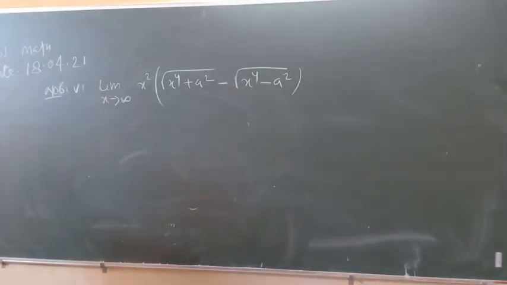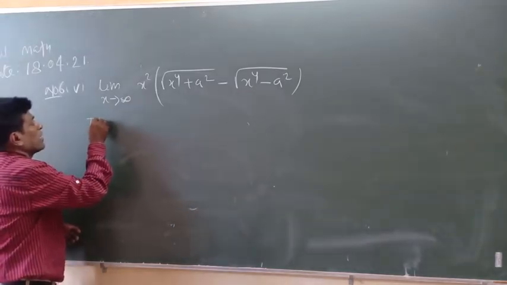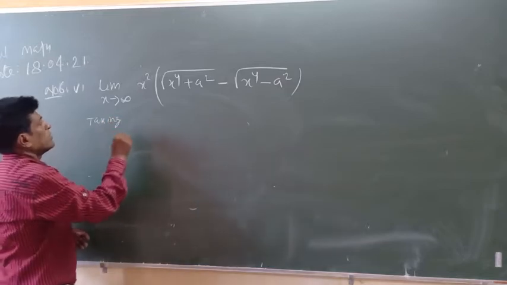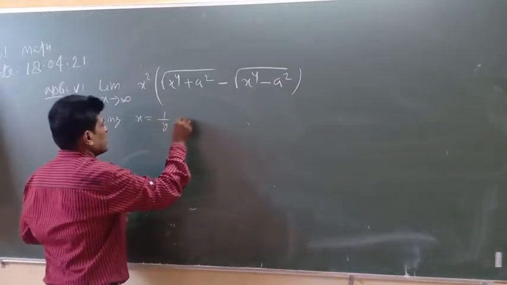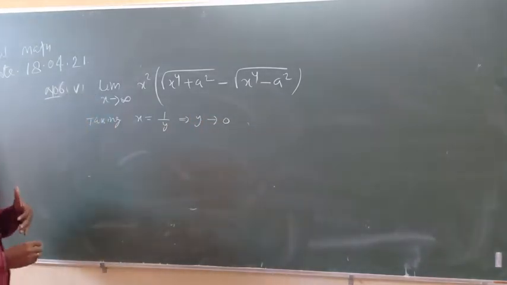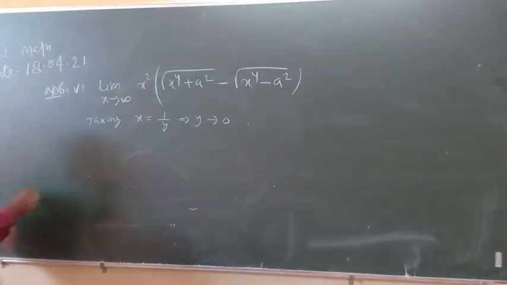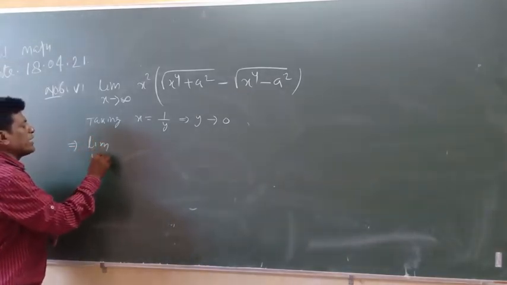Here we can use the limit transform formula, taking x is equal to 1 by y. That means y tends to 0, because 1 by infinity is equal to 0, no doubt. So y tends to 0, and you can put the limit in transformed form, limit y tends to 0.